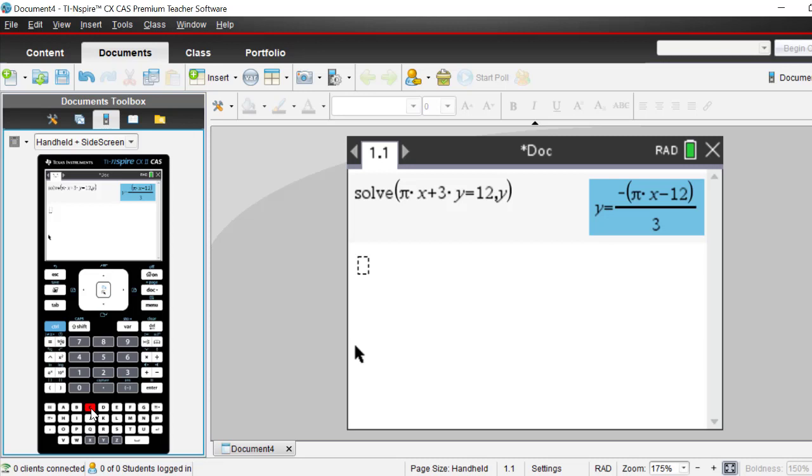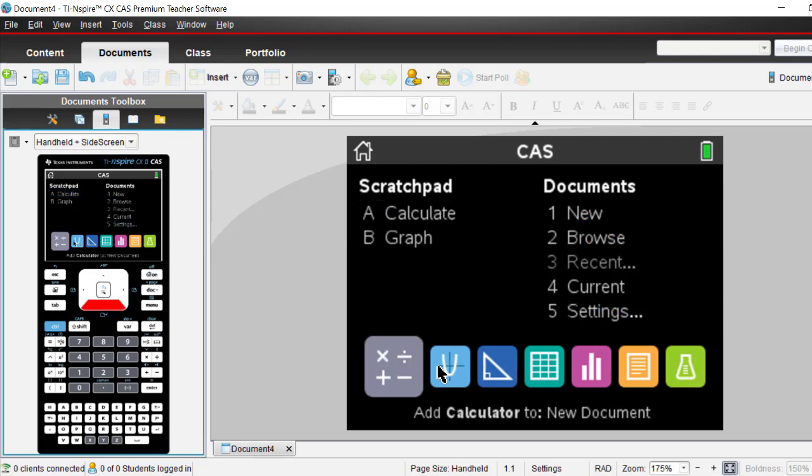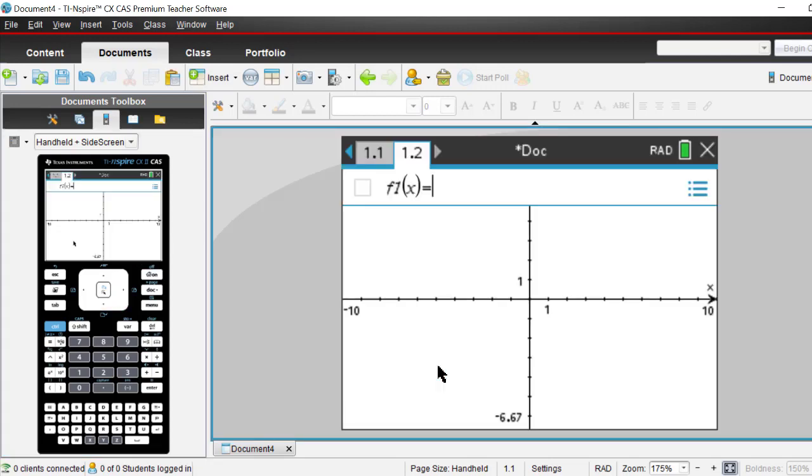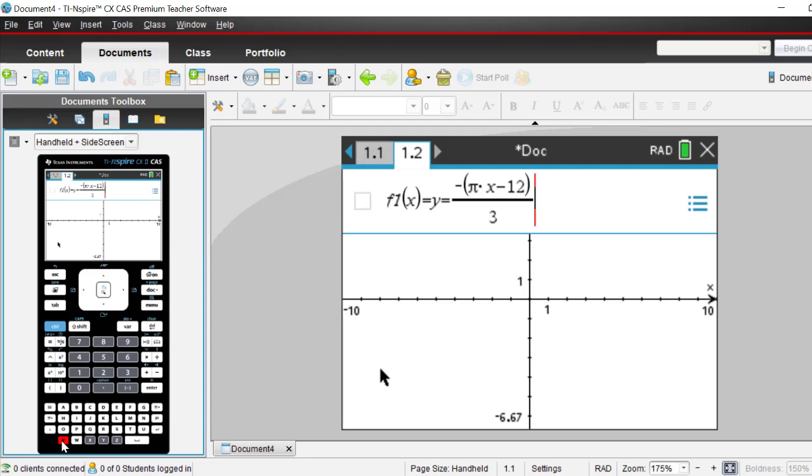All good? Now, I want to paste that somewhere. We want to paste that in the graph screen, don't we? Would you agree? Okay, so what we do is we go to Home, and don't use Scratchpad. You can click on this one here, and it opens up a new document, F1 of X. Let's go Control V.